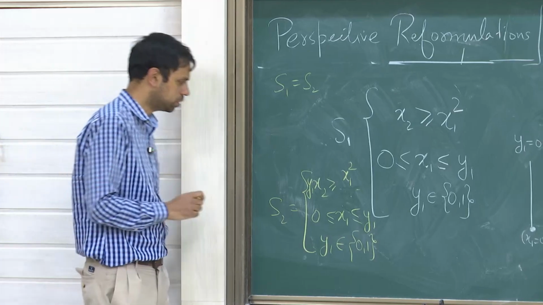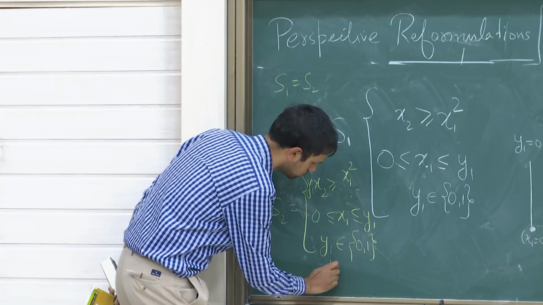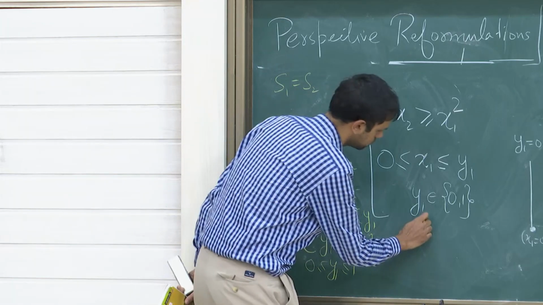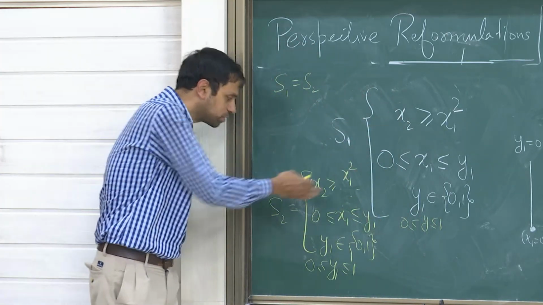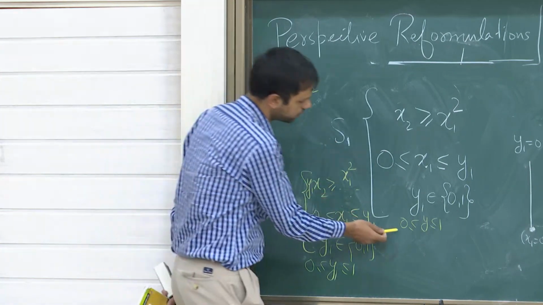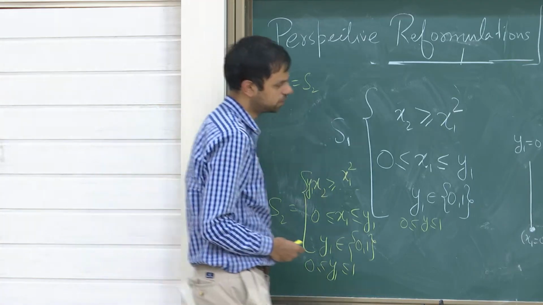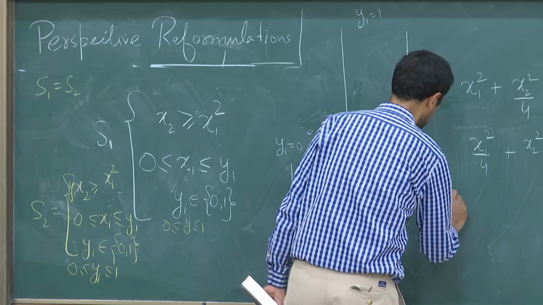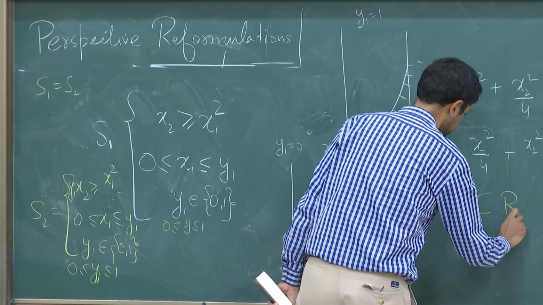The other claim is that if I change this to y1 between 0 and 1, that means I am looking at the continuous relaxation of these two sets. R1 is where I have relaxed this, and R2 is where I have relaxed this. Then one can easily show that R2 is actually a subset of R1.